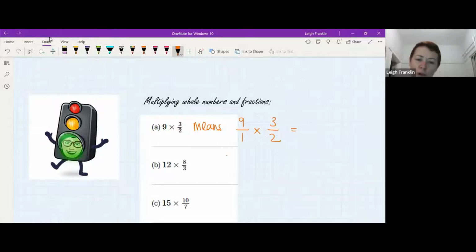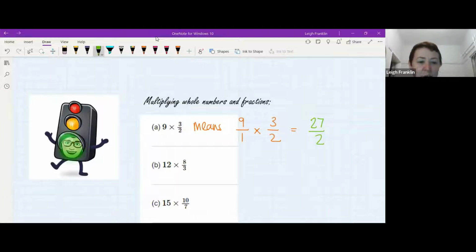Are there any common factors that you could simplify, Anati? Yes. What could you simplify? 9 and 3. But they're both in the numerator, so you can't simplify numerator and numerator. It has to be the numerator of one and the denominator of the other. So are there really any common factors? No, nothing. Okay, so what do you have to do now? 9 times 3 equals 27. Yes, and 1 times 2 equals 2. Lovely. There you go. Well done. Good work.